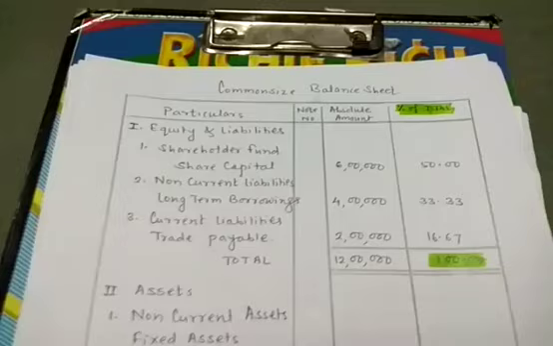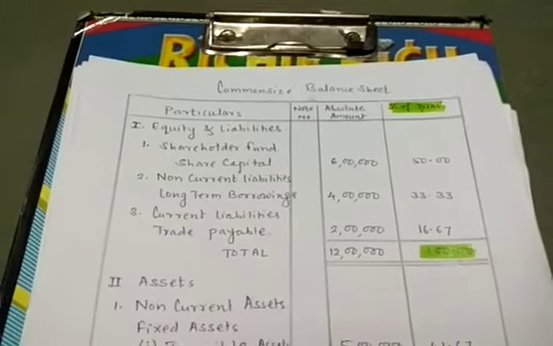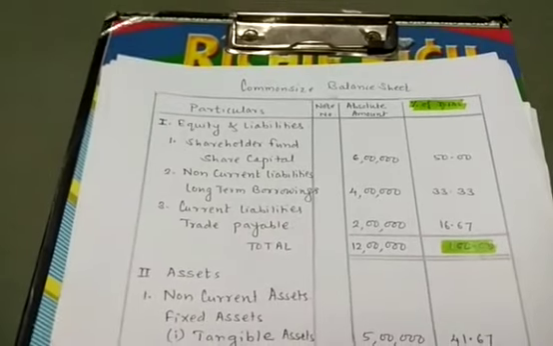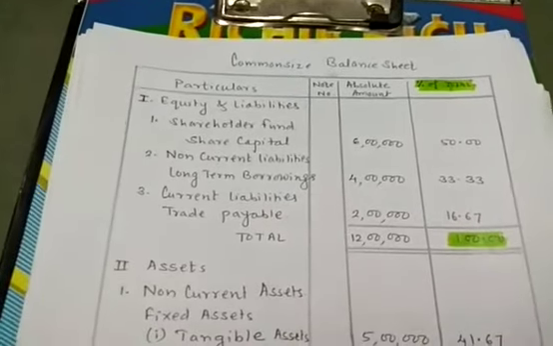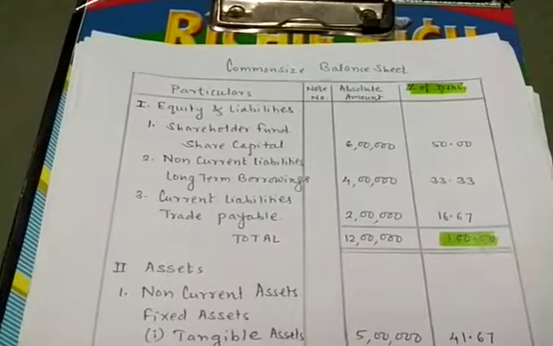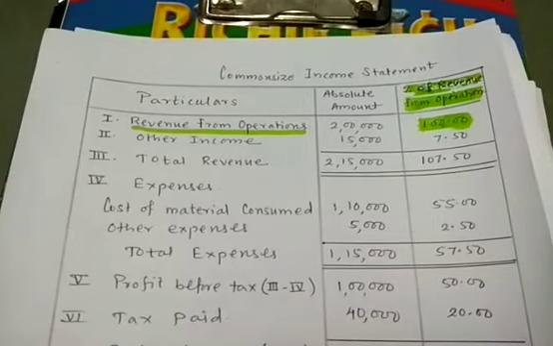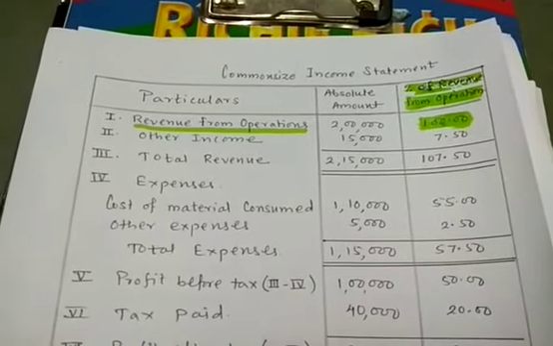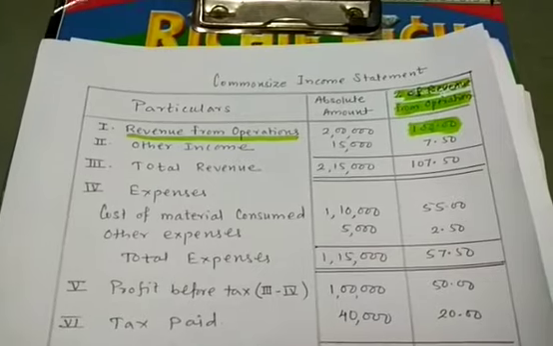The only thing to be remembered is how to prepare common size statement while taking balance sheet, the total of assets or total of liability as base, whereas with respect to income statement, total of revenue from operations will be considered as base.